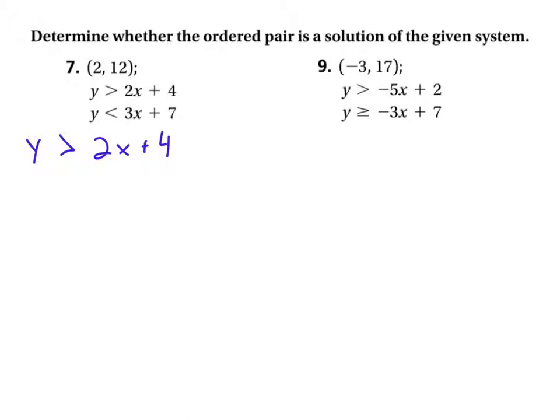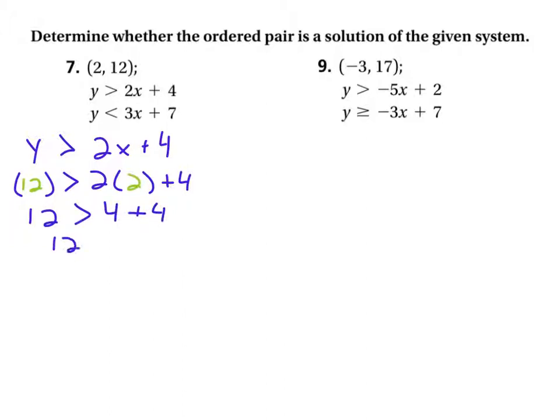with parentheses, we're going to sub in the value of y is greater than 2 times the value of x plus 4. And what are we going to sub in there? Well, x is 2 and y is 12. So when we simplify that, we get 12 is greater than 4 plus 4, or 12 is greater than 8. Check, works for that one.